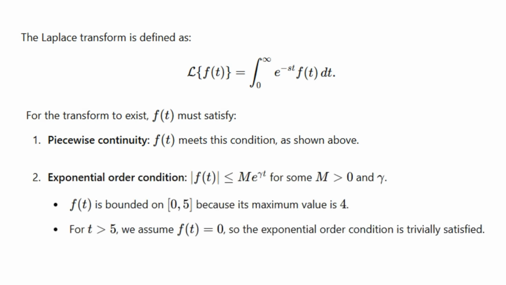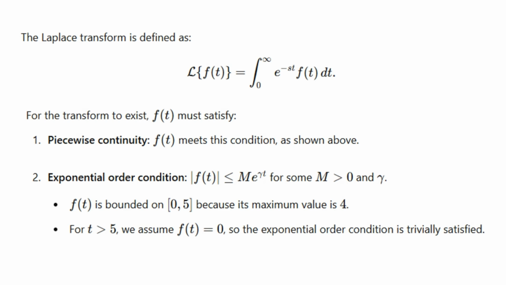The second condition is called the exponential order condition. We are still going to talk about it in the next video. It's very important, because this condition says that the function f of t must be less than or equal to a constant M multiplied by e to the gamma t, where M must be a constant greater than 0. And gamma must be greater than or equal to 0. Gamma can be 0, but it must not be negative. There's nothing like negative order. So f of t is bounded, which I will explain later.